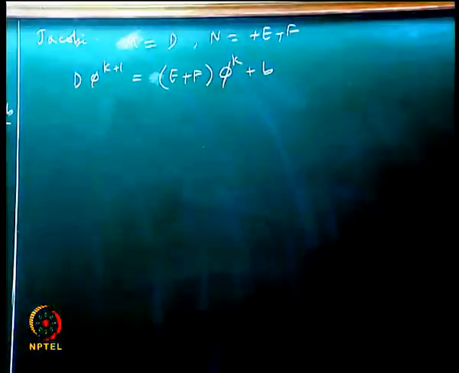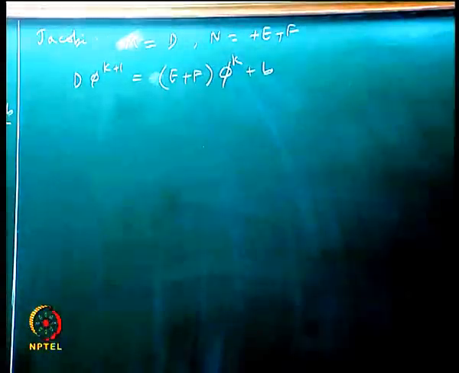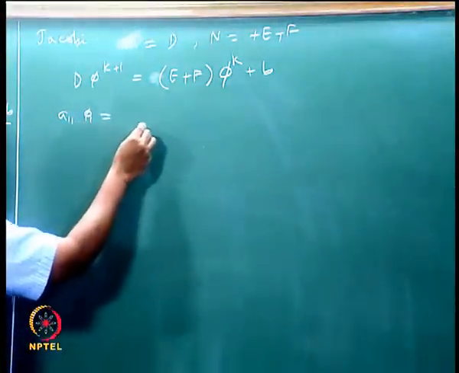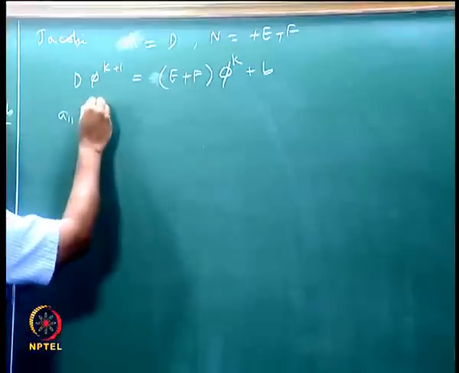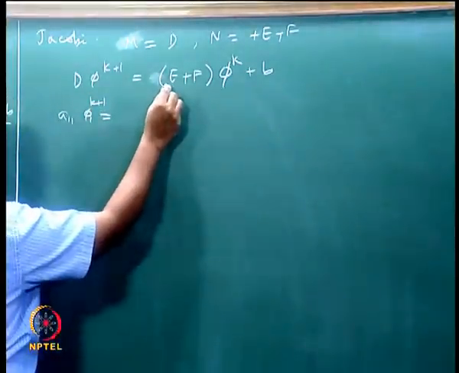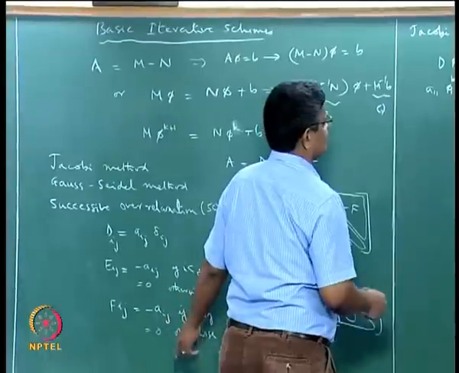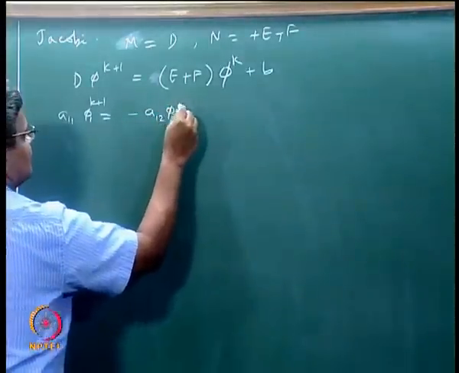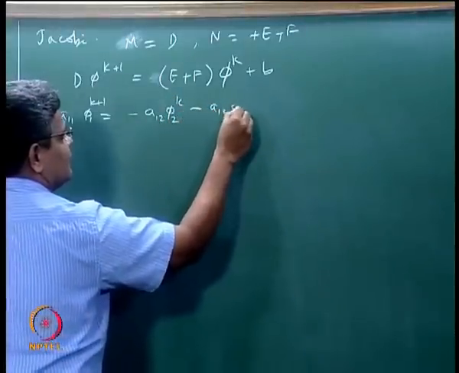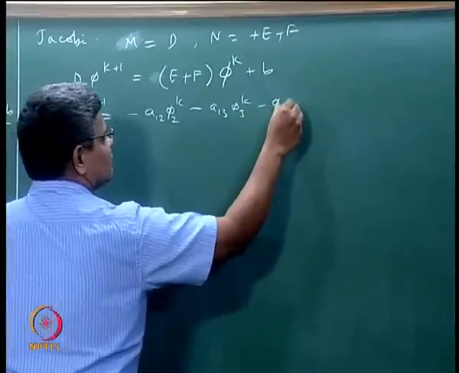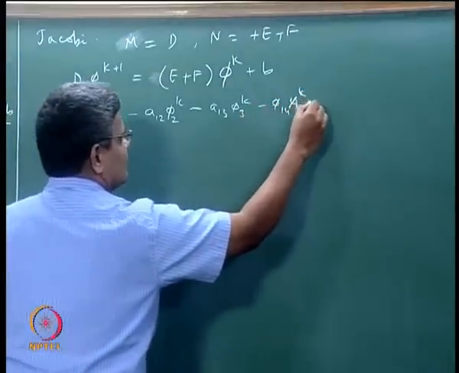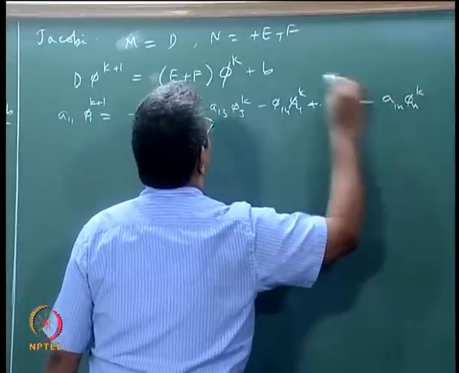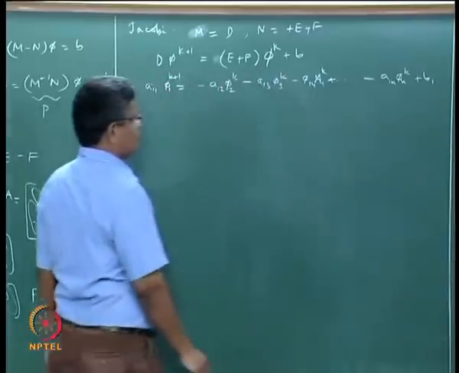But when you actually write down the equations, then what this is saying is that a11 phi_1^(k+1) is equal to minus of this, so this is minus a12 phi_2^k minus a13 phi_3^k minus a14 phi_4^k minus a1n phi_n^k plus b1.